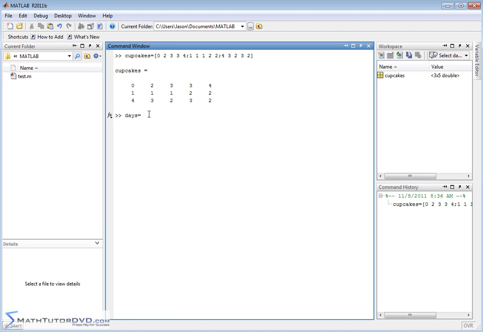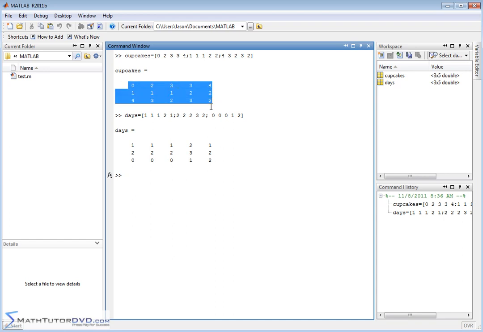Now let's define another matrix called days, okay? Let me go ahead and put it into a matrix, and we're going to make it the same size. So 1 1 1 2 1 semicolon 2 2 2 3 2, and then the last one 0 0 0 1 2. Something like this. So it's the same size, it's just different numbers here. Now here's the second matrix. So I have cupcakes and I have days. The first one represents physically the classroom layout and how many cupcakes each student brought to class. And the second one is how many days they brought those cupcakes, right?